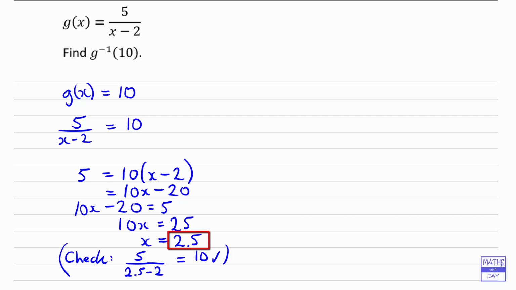Now another way is to actually find the inverse function. So that involves a bit more work really, but some people are happier to do it that way. So what we're looking for is to find g to the minus 1 of x to start with in the general case, and then just to substitute 10 in for x. So the way we solve that is to write, instead of g of x, y is 5 over x minus 2, and then we're going to make x the subject.